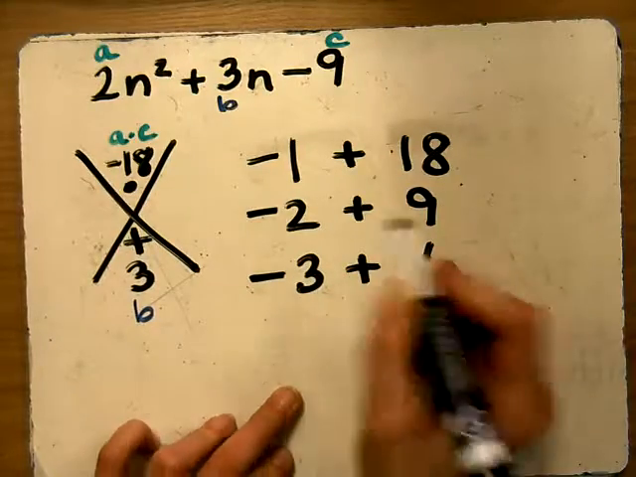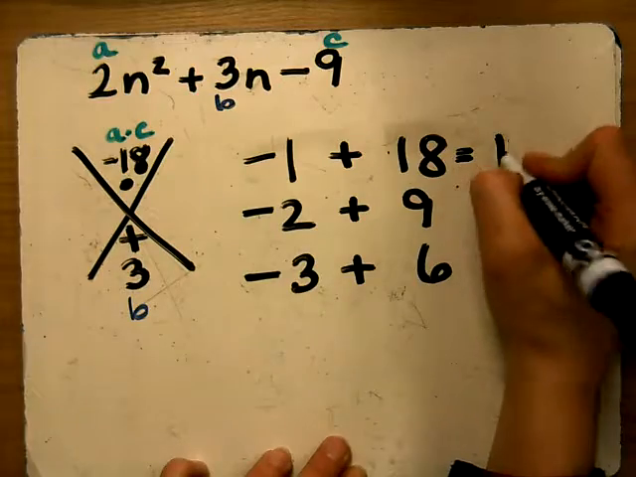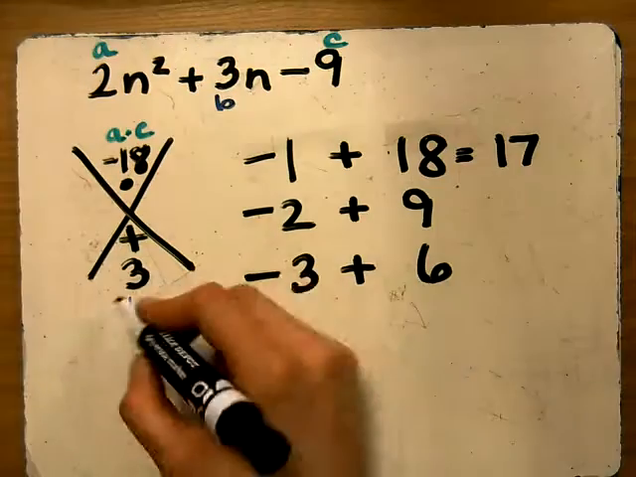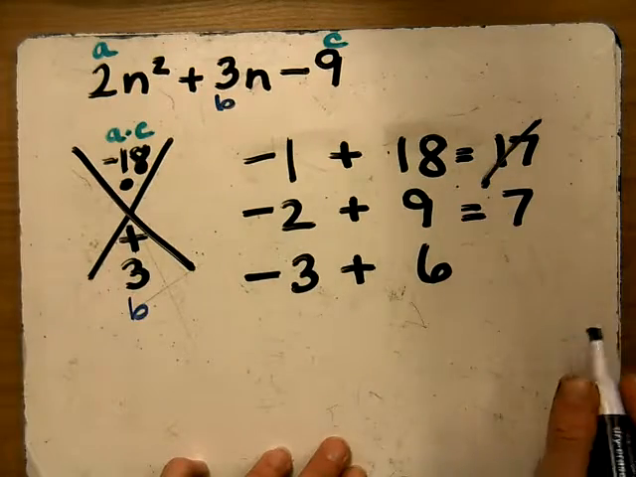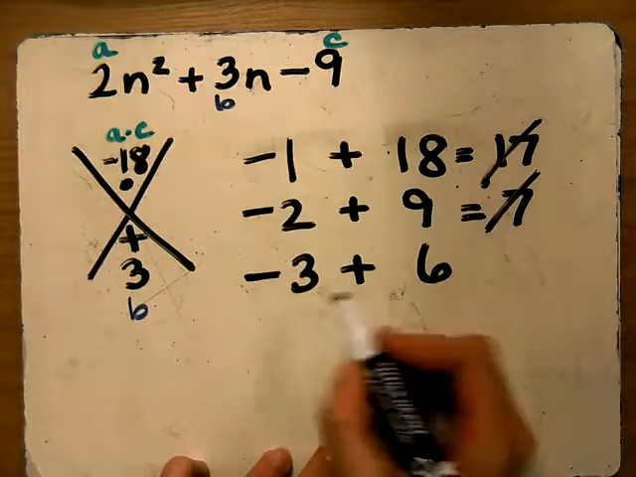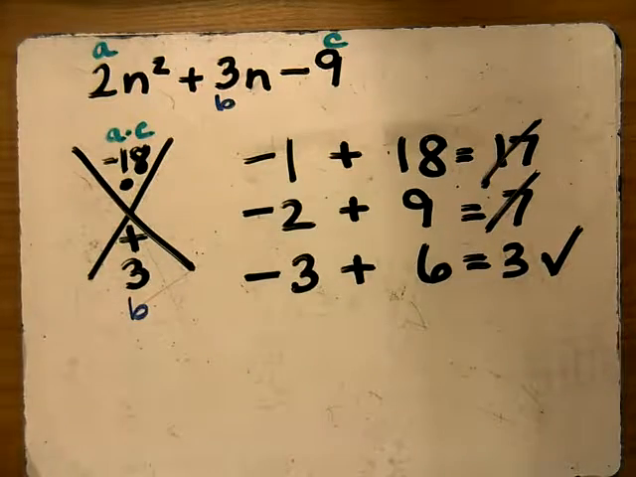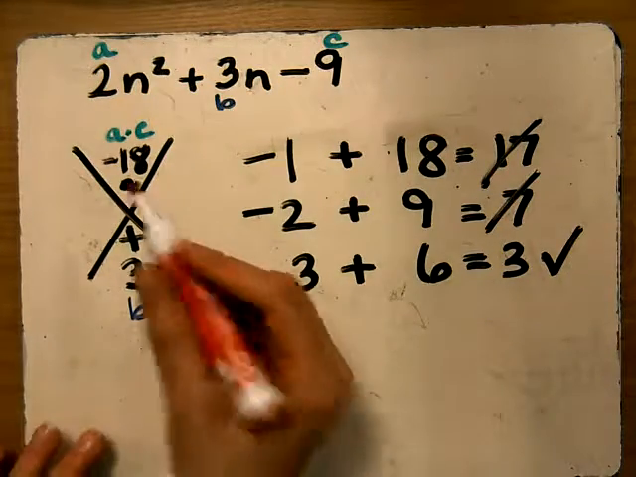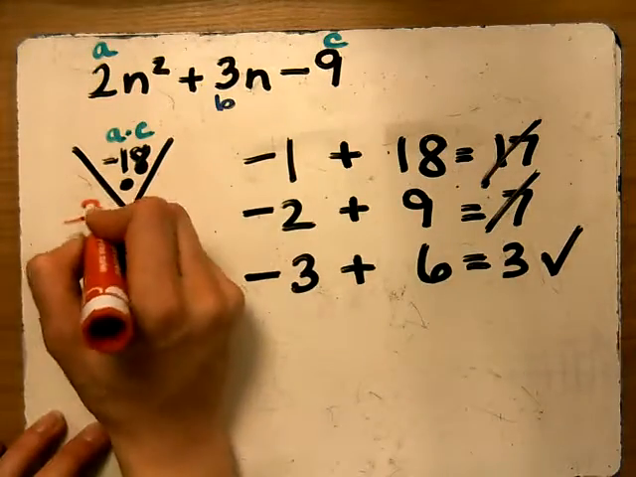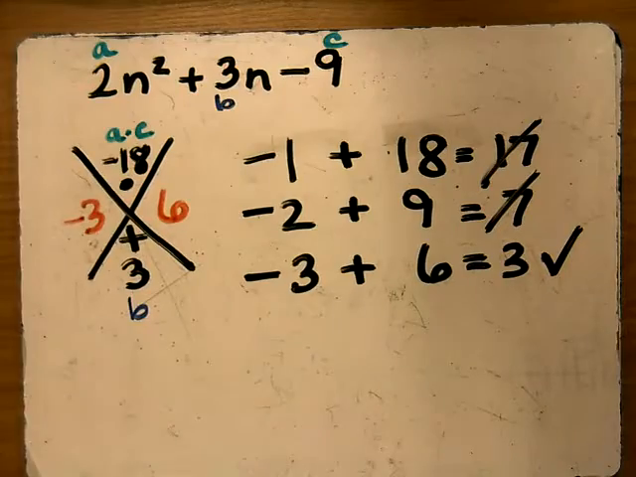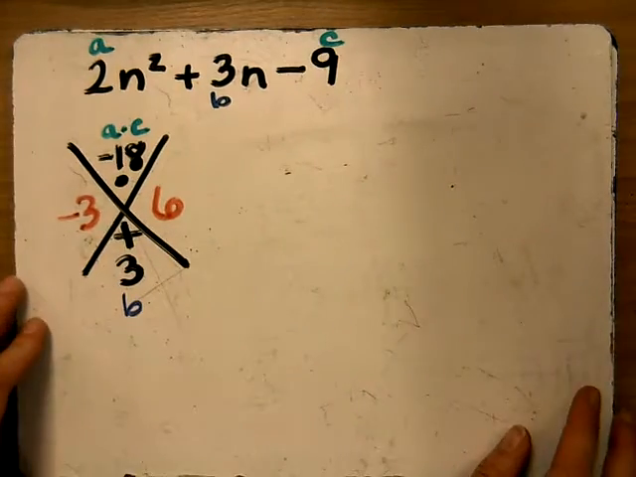Now we want to see which of these add to be 3. When I add negative 1 and 18, I get a positive 17. That's not what I want. When I add negative 2 and 9, I get a positive 7. That's not the number I want. Negative 3 plus 6 is equal to 3. That is the number I want. So the two numbers whose product is negative 18 and whose sum is 3 are negative 3 and positive 6. It doesn't matter which side you write this on. Again, that's just a way for me to organize my work. Okay, so we got those two numbers.